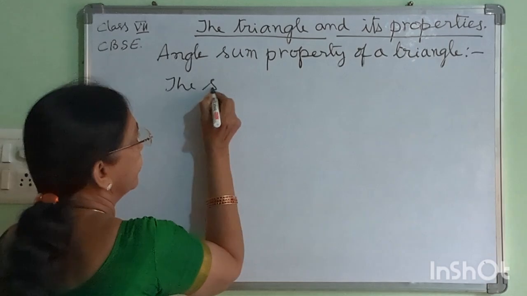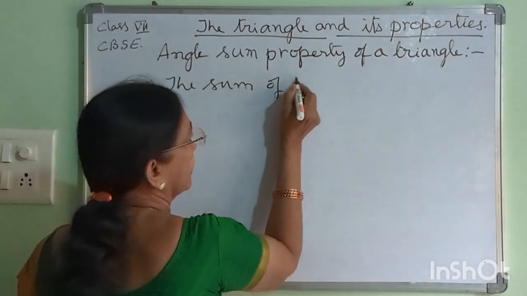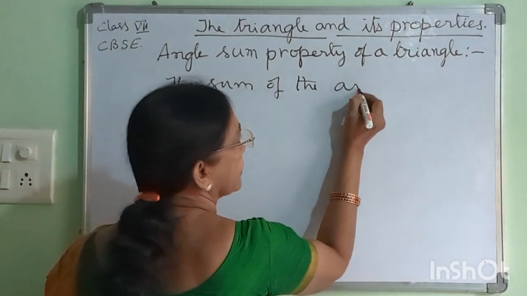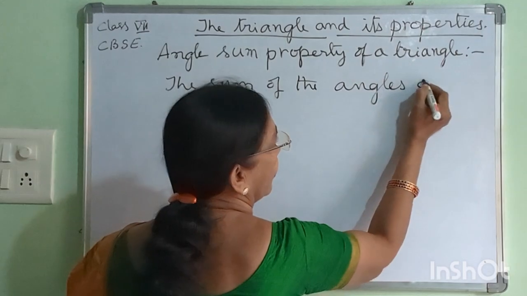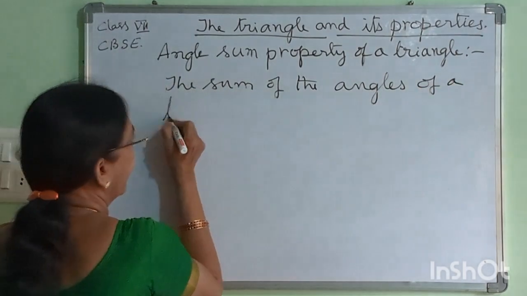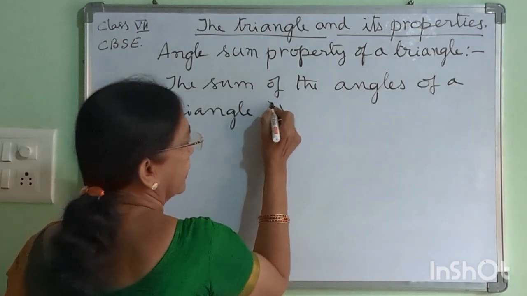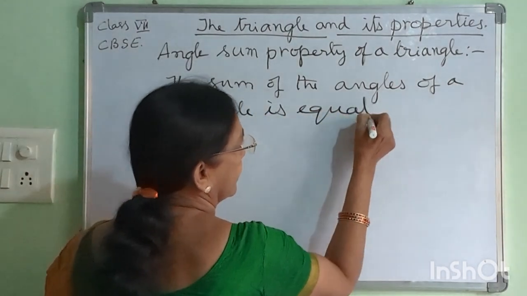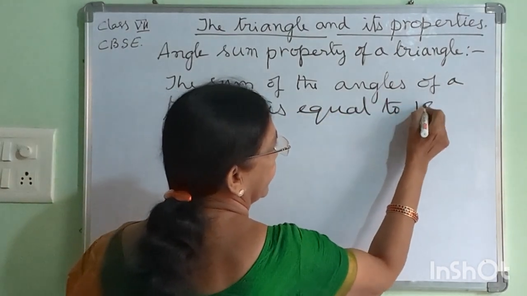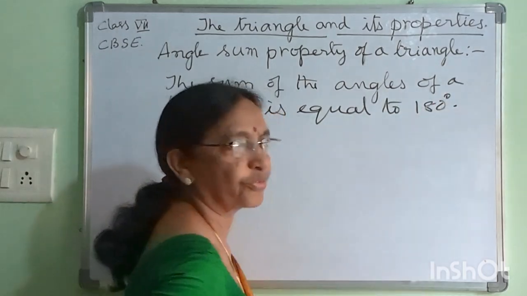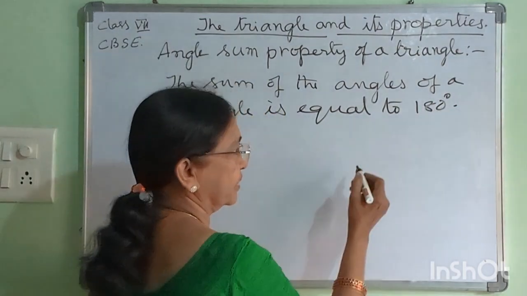The sum of the angles of a triangle is equal to 180 degrees. Now we will justify this statement.